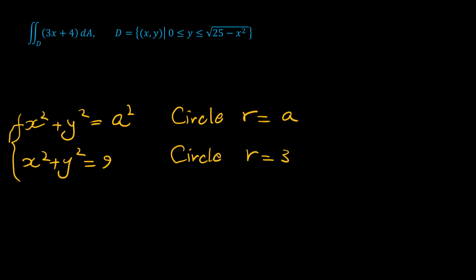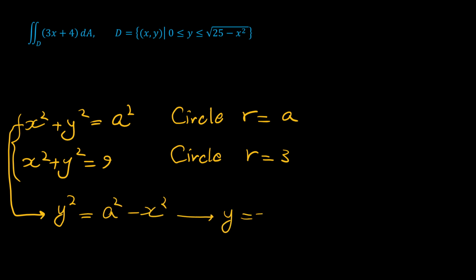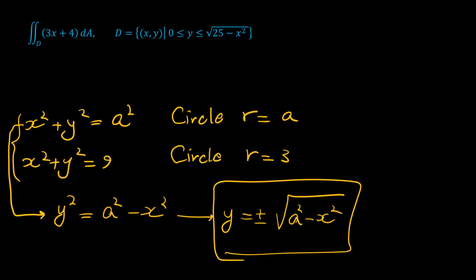Now, if you pay attention, from this equation x to the 2 plus y to the 2 equals a to the 2, if we solve this equation for y, we can write it in the form y to the 2 is a to the 2 minus x to the 2. If we take a square root from both sides, y equals plus minus radical a to the 2 minus x to the 2. This is a very important equation. y equals radical a to the 2 minus x to the 2, and y equals negative radical a to the 2 minus x to the 2.